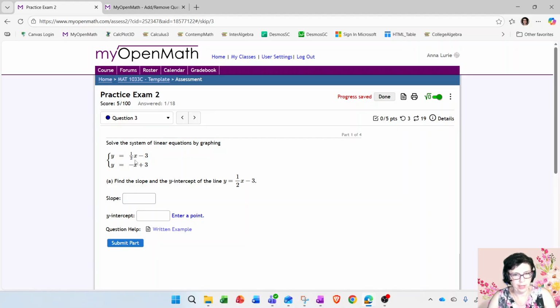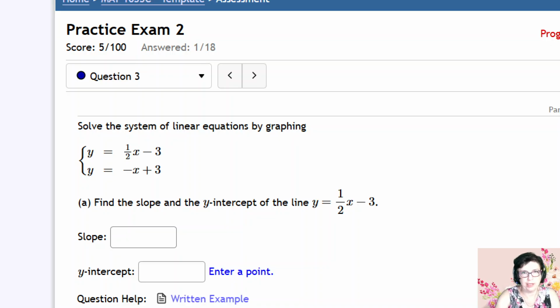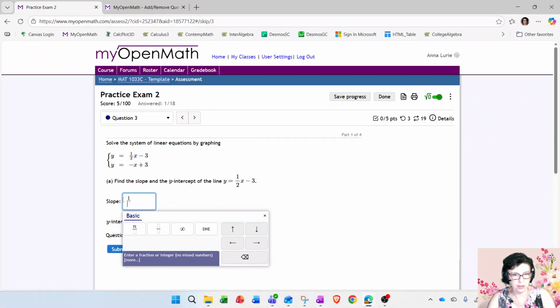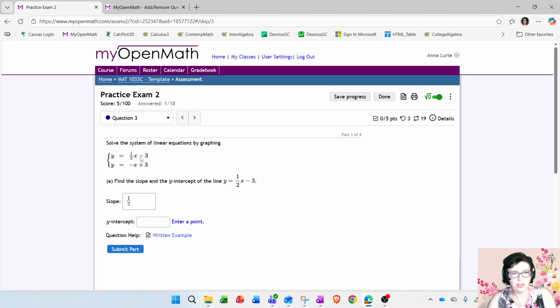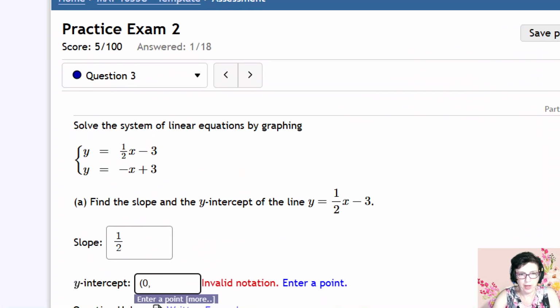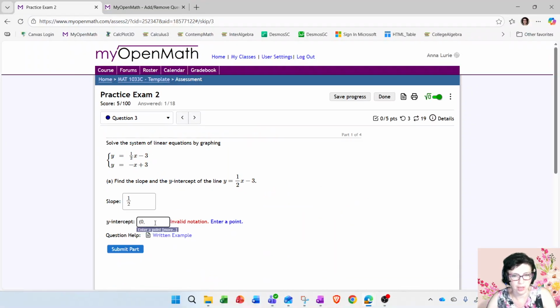For the first line, we have 1/2 x, and the number in front of x, that's the slope. Let's go ahead and put that in here, 1/2. And then the y-intercept is what happens if you plug in x equals 0. When we enter a point, we are going to start by opening parentheses, then type 0, a comma, and then what is the corresponding value of the y-intercept? Well, when you look at the equation, if x equals 0, that is going to cancel this part, and you will just get -3. 0, -3 is your y-intercept.